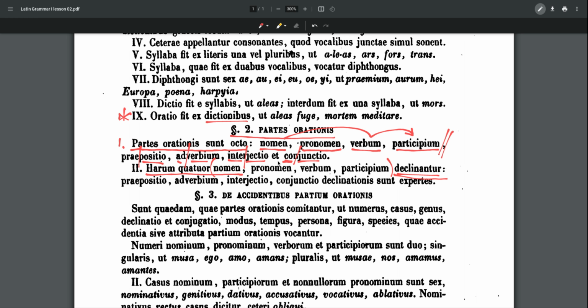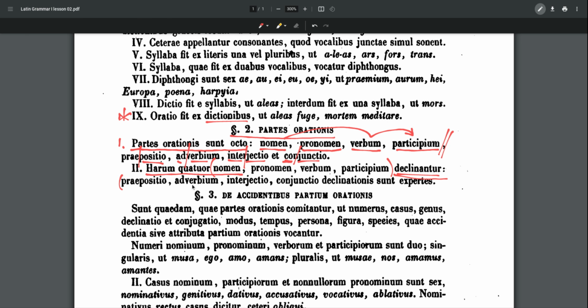And what that means is that the first 4 parts of speech, the words have a number of different forms. They're declined. Their forms change to express different ideas. The first 4 parts of speech, noun, pronoun, verb, and participle, are declined. They have different forms.